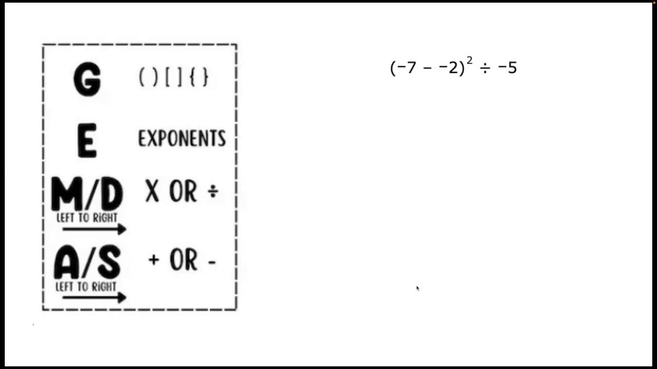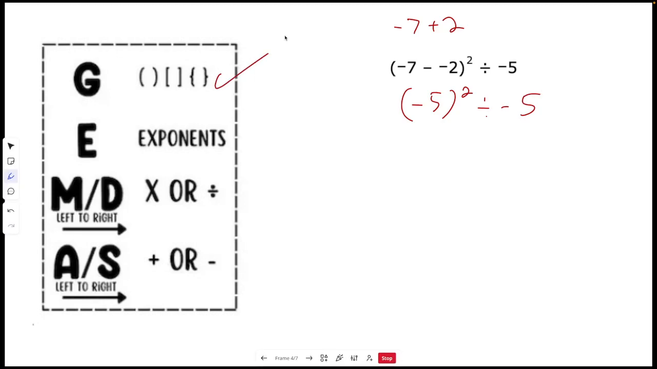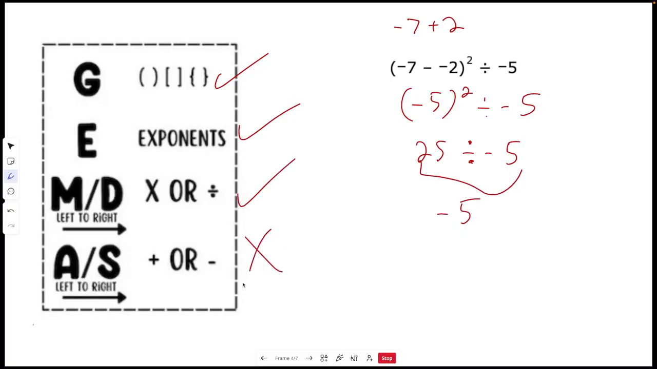All right, let's take a look at another one here with some positive, negative signs. Okay. Negative 7 minus negative 2 is just the same as saying negative 7 plus 2. So negative 7 plus 2 is negative 5, to the second power, divided by negative 5. All right, is there anything left? So we did the parentheses first, the grouping symbols, done. Are there exponents? Yes. Negative 5 to the second power is positive 25. Done with the exponents. Is there multiply, divide? Yes. 25 divided by negative 5 is negative 5. And this is my final answer, right? No add or subtract to do here.